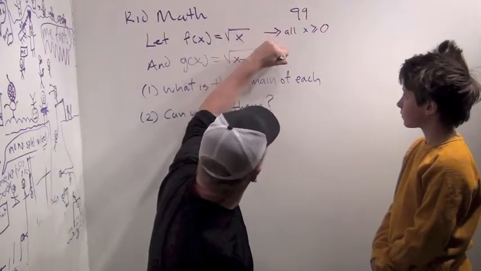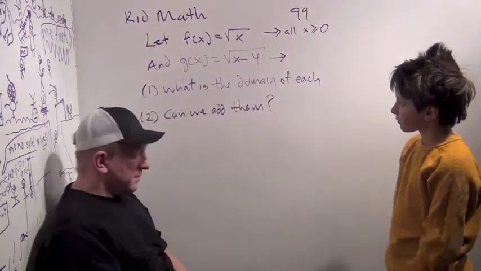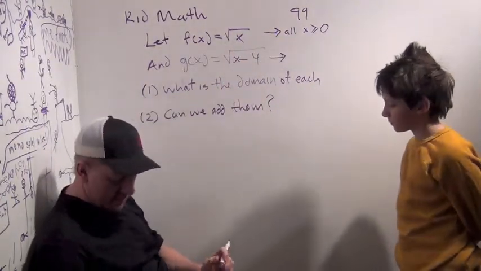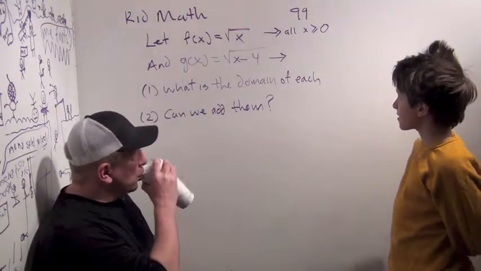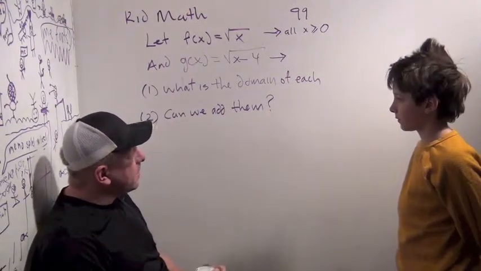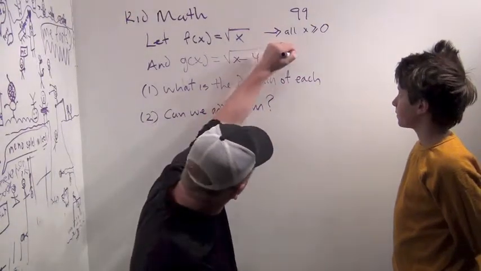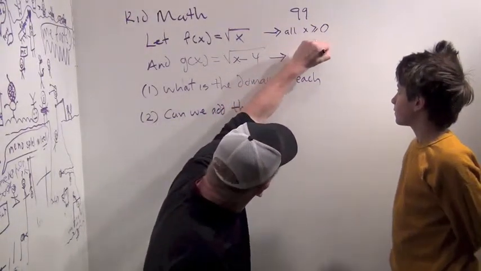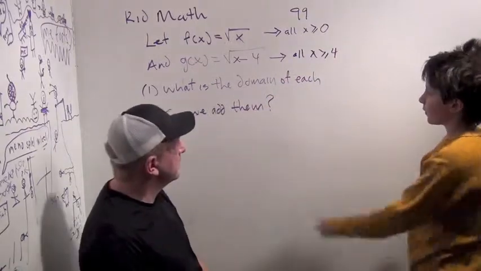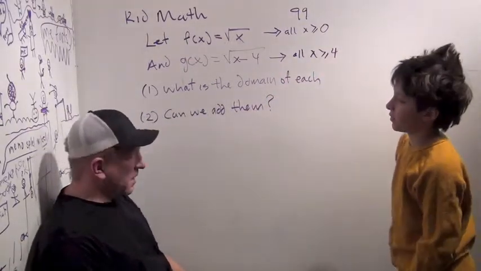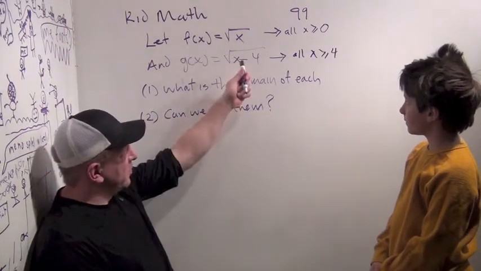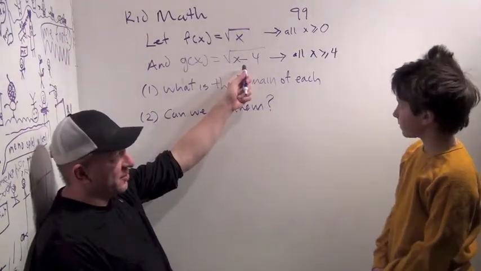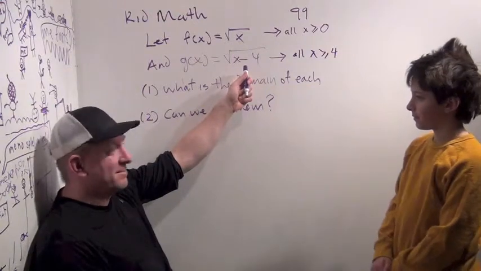What about this one? x has to be bigger than or equal to 4. All x bigger than or equal to 4, because if you get 3, then you're going to get square roots of negative numbers, which isn't pleasant. But 4 works, because the square root of 0 is 0.